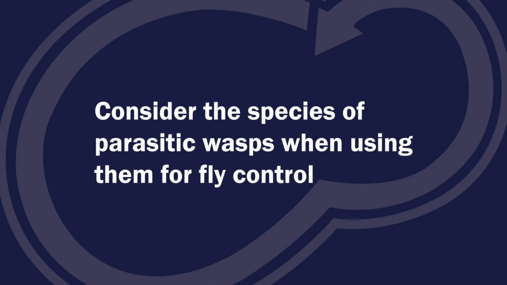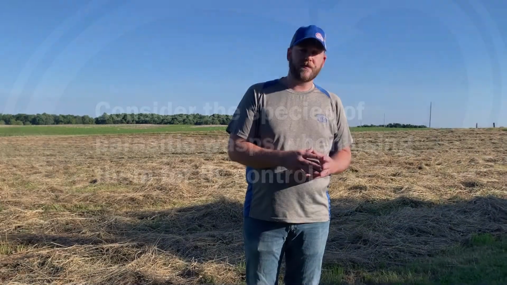The second area is biological control. One option for biological control is parasitic wasps. If you are considering parasitic wasps, the one thing to think about is the species of the wasp. Not all species of these wasps are going to target houseflies, and those are the most abundant flies on a lot of farms.